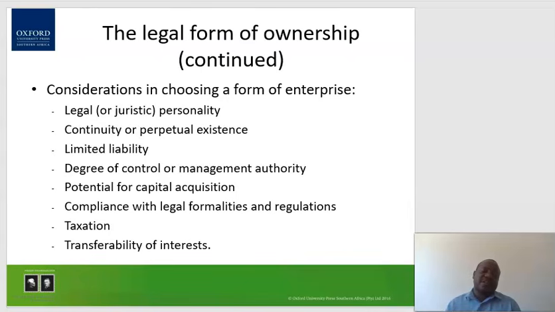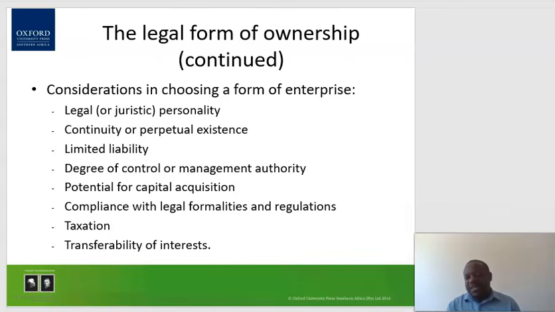Then you should also look at the transferability of interests. How easy is it to transfer interests from one person to another? In a partnership, quite difficult, because once you bring in a new member, you need to draw up a new partnership deed.